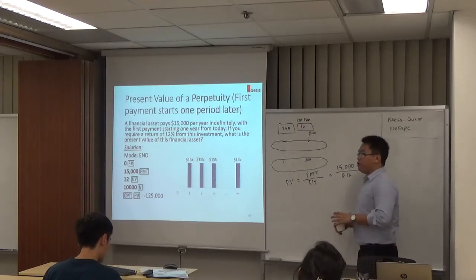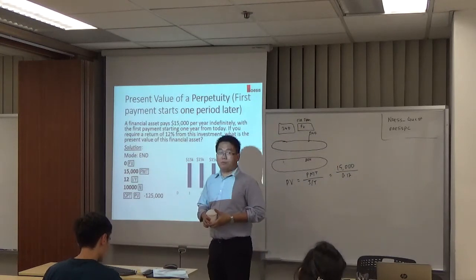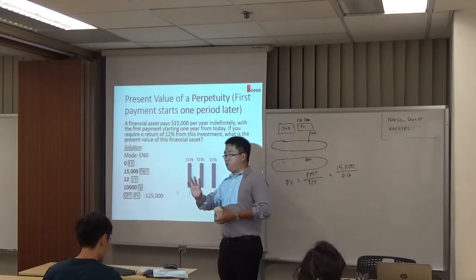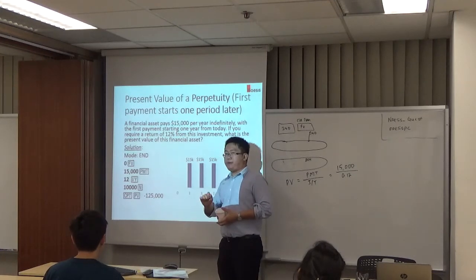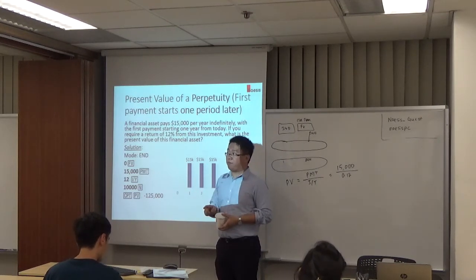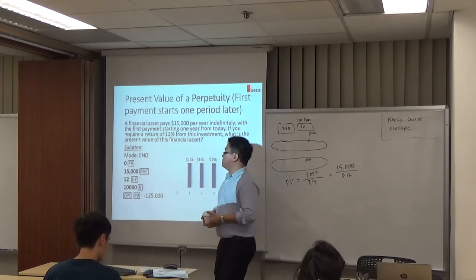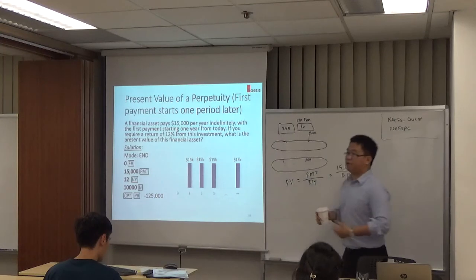In real life, where do you find this kind of instrument? If you have heard of preferred shares before, preferred shares are shares that give you no voting rights, but pay you a fixed dividend as long as the company is a going concern. That means as long as the company doesn't go bankrupt, they'll pay you that dividend every year. So that's an example of that financial asset.